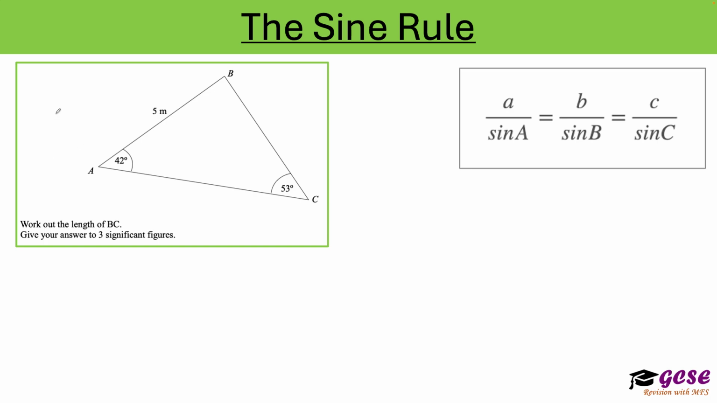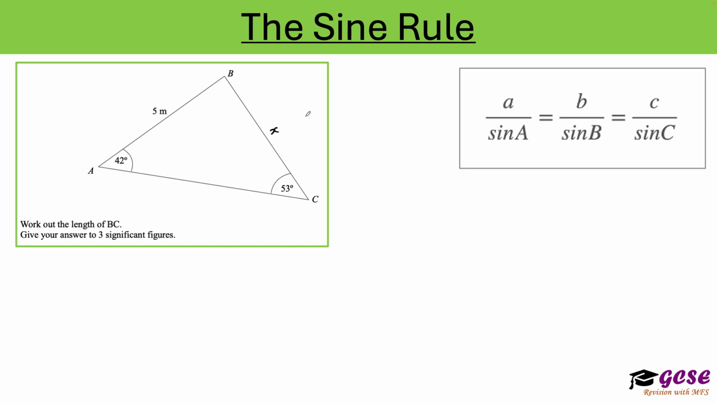Okay, so how would we tackle this question? It says work out the length of BC. BC means B to C, which means this side. We need to work out x. And it says give your answer to 3 significant figures. Okay, so first of all, label our corners with capital letters. They've already been labeled for us, A, B, and C.